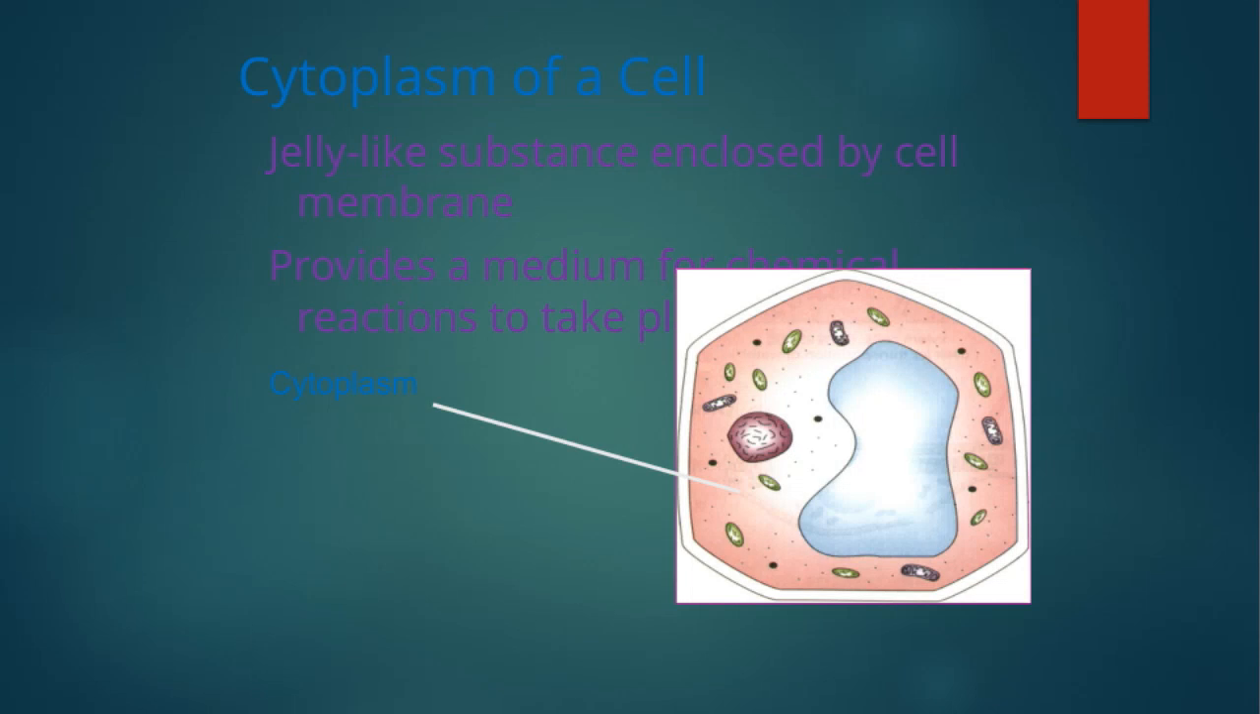Now, let's take a closer look at the cytoplasm. This is the jelly-like substance that fills the inside of the cell and is enclosed by the cell membrane. Think of it as the cell's internal environment, providing a supportive and somewhat flexible medium. Its main role is to serve as a platform where all the chemical reactions necessary for the cell's survival and function can occur efficiently. Without the cytoplasm, these reactions wouldn't be able to happen smoothly, which makes it essential for maintaining the cell's health and activity.